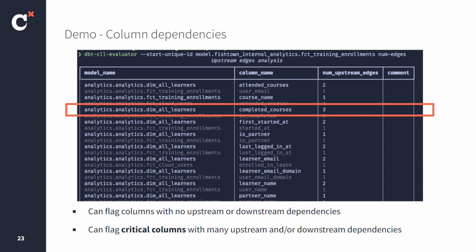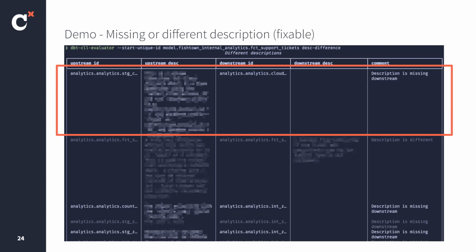When I said the demo, this is not going to be a live demo because it doesn't look great to play with the CLI on some slides, but I'll just show you more or less what it looks like. Here, column dependencies. For example, when I run the tool, it shows me that this column called dim all learners from my project has a column called completed courses, and this column has 3 upstream columns, when other ones have 1 or 2. So this one might be a bit more complex than other ones. That might be one that I want to focus on.